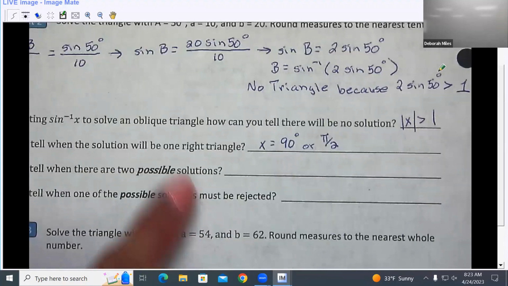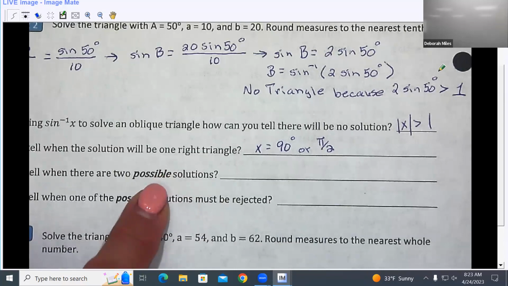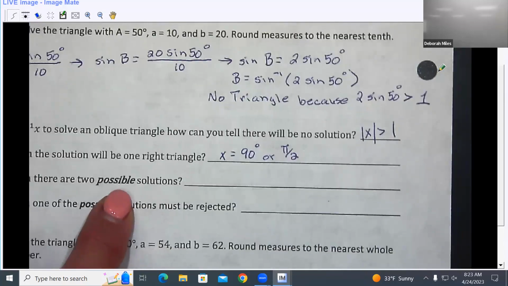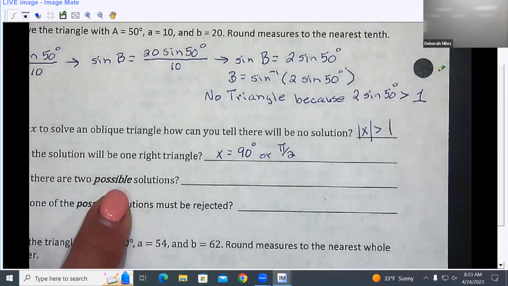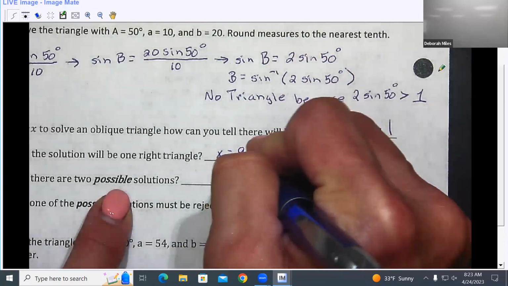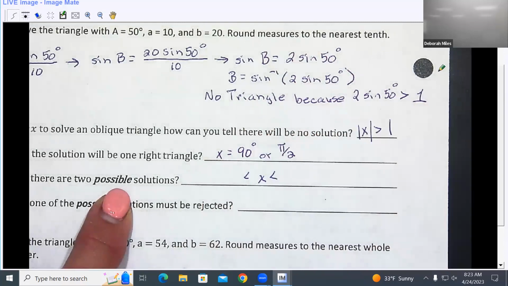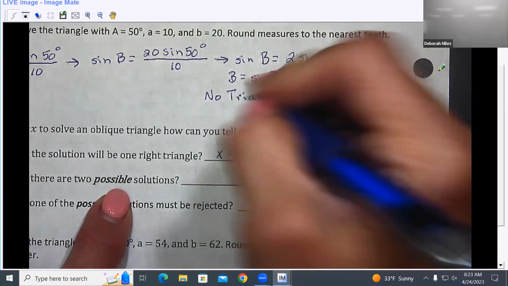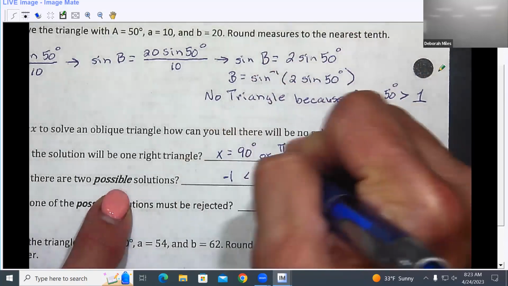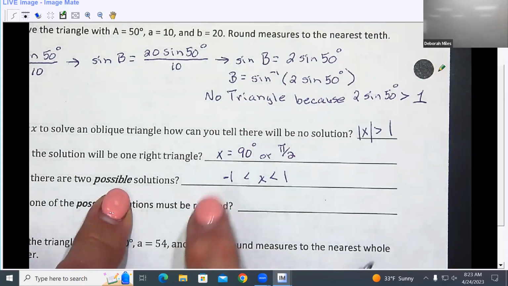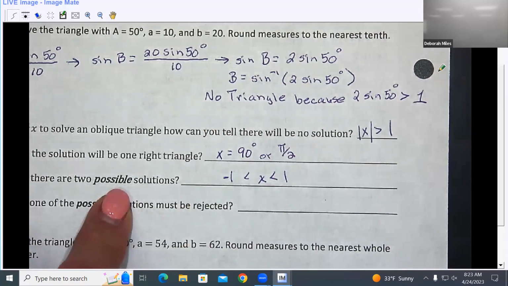How can you tell when there are two possible solutions? When it's not 1 and then it's in between -1 and 1. Right, when x is between -1 and 1, not including -1 and 1.